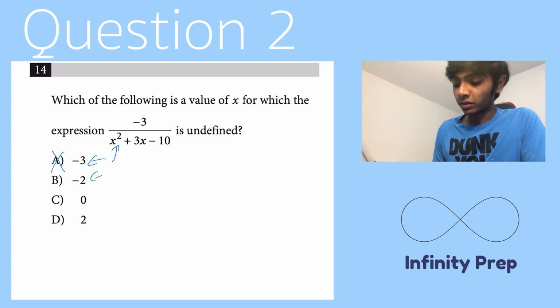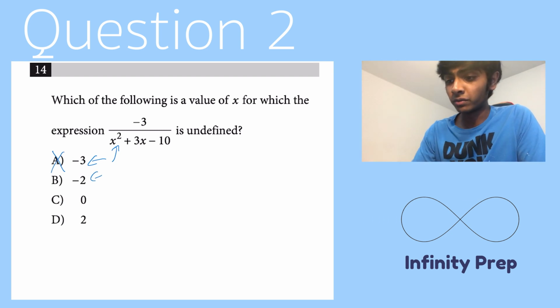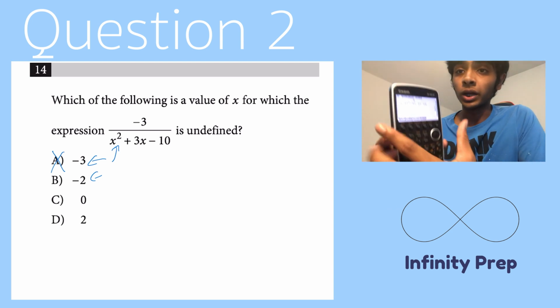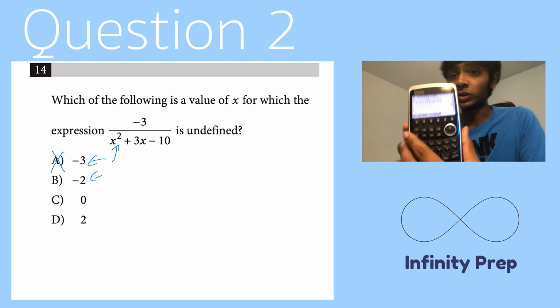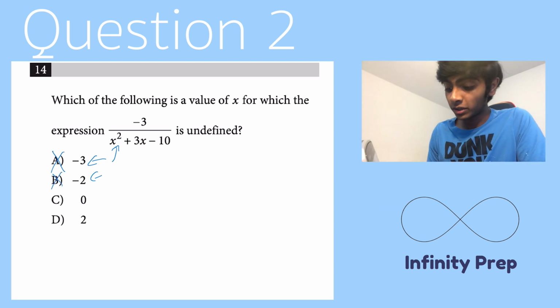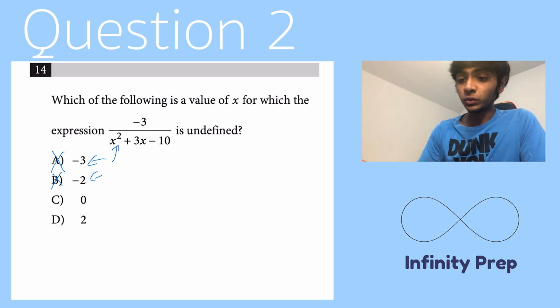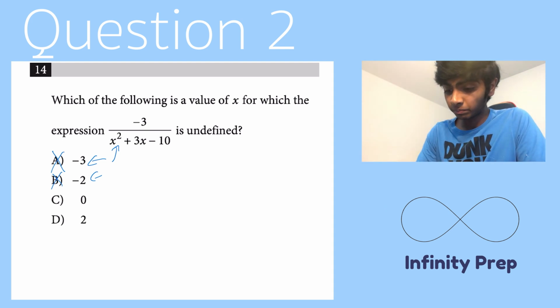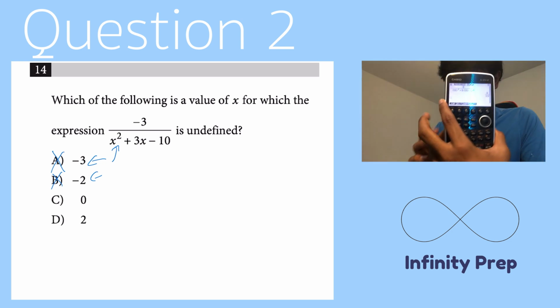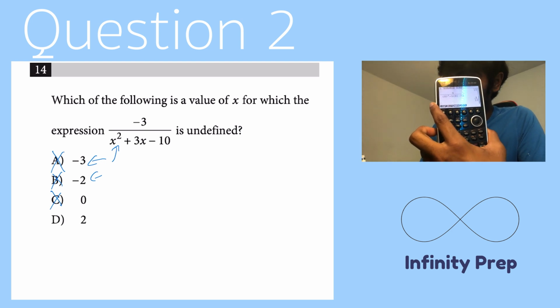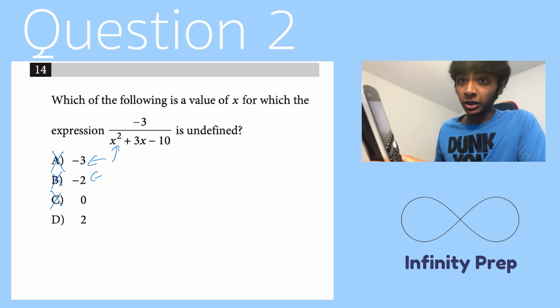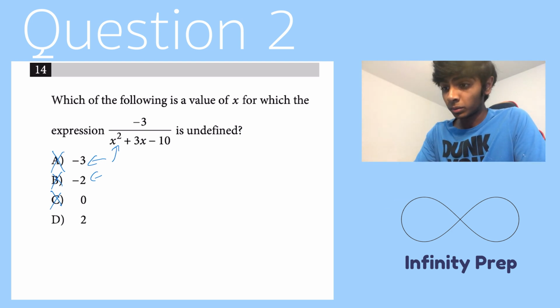Now we'll try that for all the other choices. For -2, I'll plug it in place of x, and we get 1/4, which is a real answer, and it's not undefined, so it's not B. Now we'll do 0 in place of x, and we get 3/10, so it can't be 0. And we're left with 2, which has to be the answer, but just to make sure, we'll plug it in.